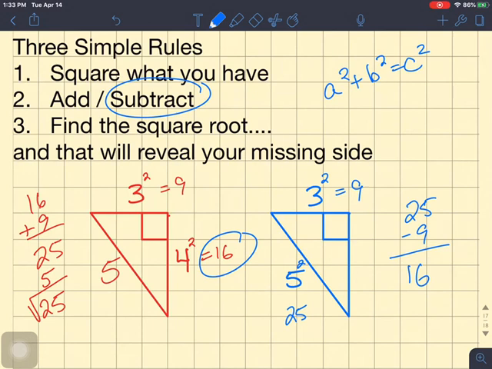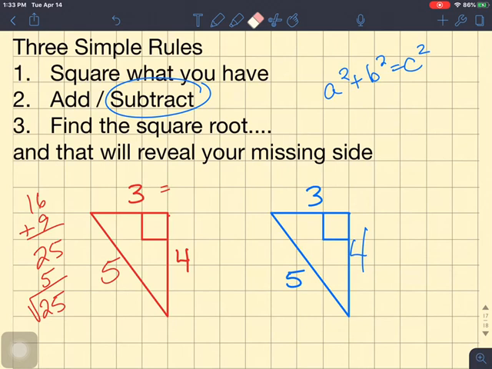So we take the 16 and we do our third step. Square root of 16 is 4. And that, folks, gives us the three sides of our right triangle. Both triangles are a 3, 4, 5. Okay?